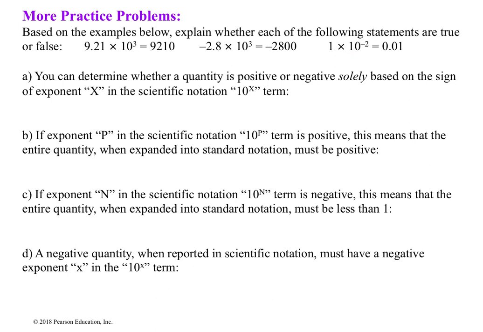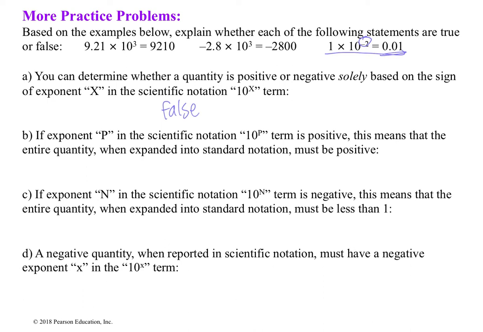In these problems, we're going to explain whether each of the statements is true or false. So A, you can determine whether a quantity is positive or negative only based on the exponent x in the scientific notation. Well, as we just talked about, that x doesn't tell us about the positive or negative nature of the number. It only has to do with how big the number is. So here we have a negative exponent but a positive number. So we'll say false.